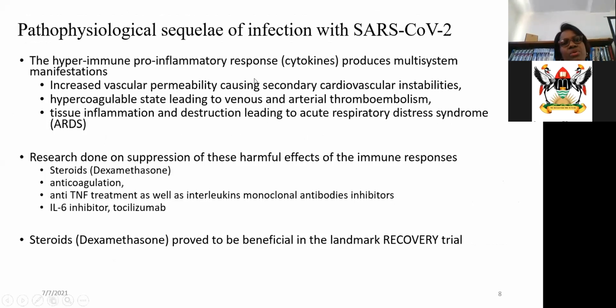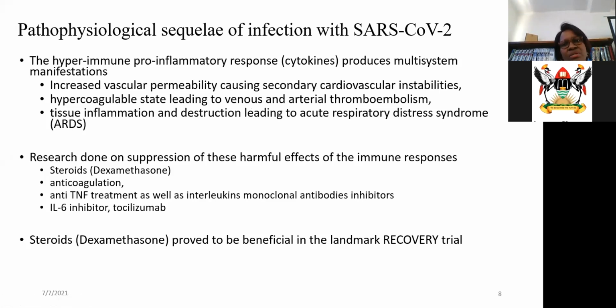The hyperimmune pro-inflammatory response, that is from the cytokines, produces multi-system manifestations. And I think this is what Dr. Ikirapa was referring to, multi-system manifestations. And these present as increased vascular permeability. As you remember, I said there's damage to the endothelium. So when there's damage to the endothelium, we get increased permeability with leakage of fluid, causing secondary cardiovascular instabilities.